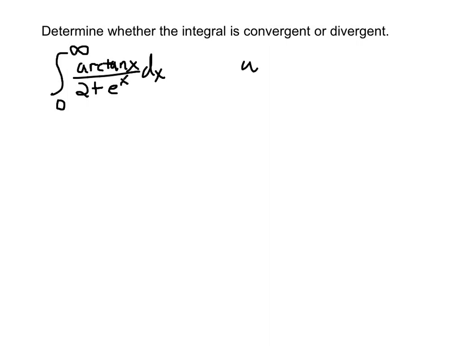Arctan of x is always in between minus pi over 2 and pi over 2. As x goes off to minus infinity, it goes to minus pi over 2. As x goes off to infinity, it goes to pi over 2.